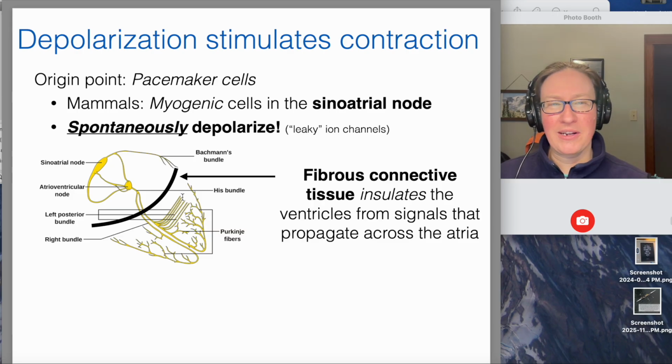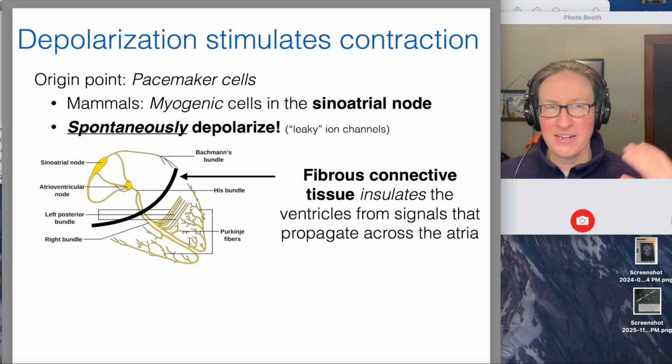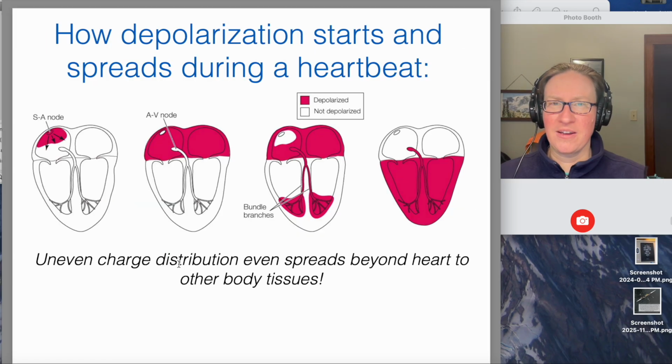The other thing that I want to highlight that our book doesn't do a very good job of highlighting is the point that there's actually a layer of fibrous connective tissue between the atria and the ventricles that is not conductive. Right, so this layer of fibrous connective tissue insulates the signal in the atria from the ventricles. So that controls the nature of how that depolarization signal gets conducted.